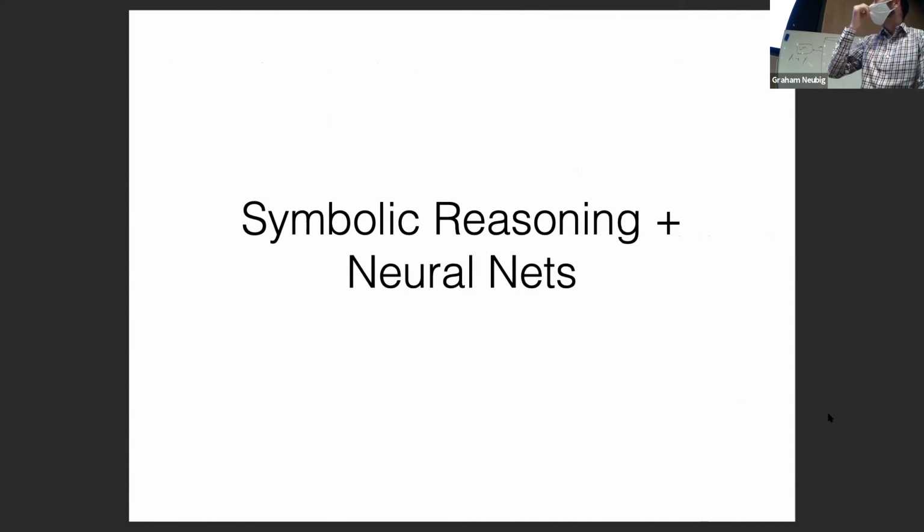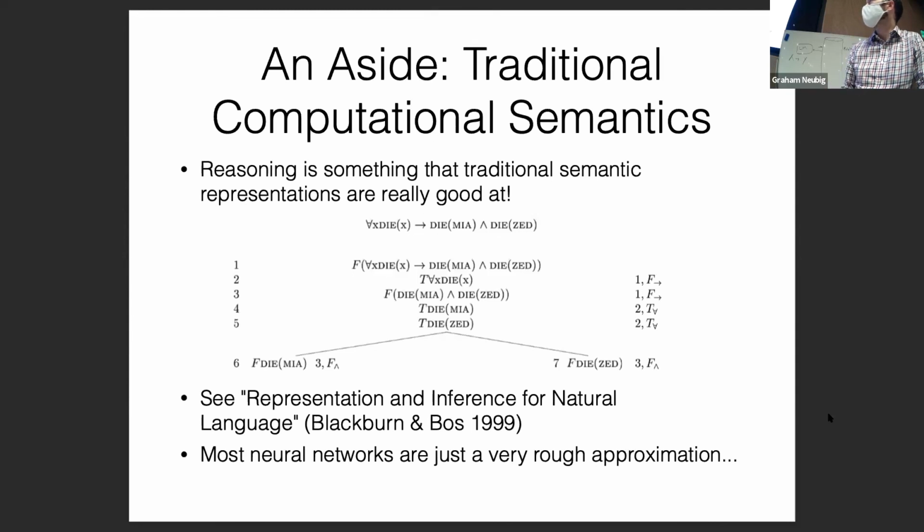I want to talk a little bit about symbolic reasoning in neural nets. And I think this is really interesting because there are some really impressive things that neural nets can do nowadays. They can translate extremely well. In many, many cases, they can do dialogue and other things like this. But one thing they're notably not very good at is symbolic reasoning, and specifically mathematical reasoning.